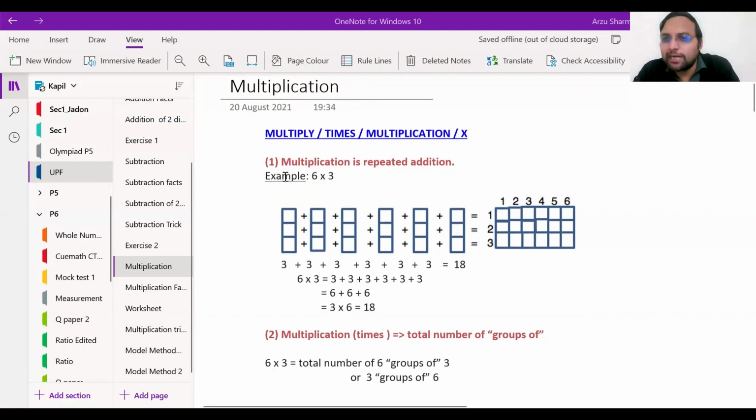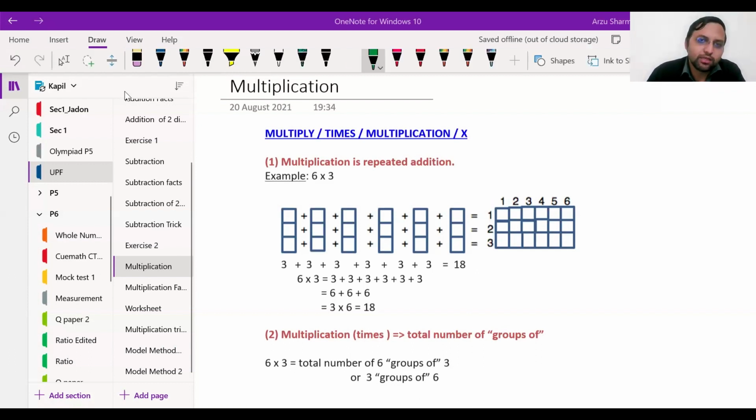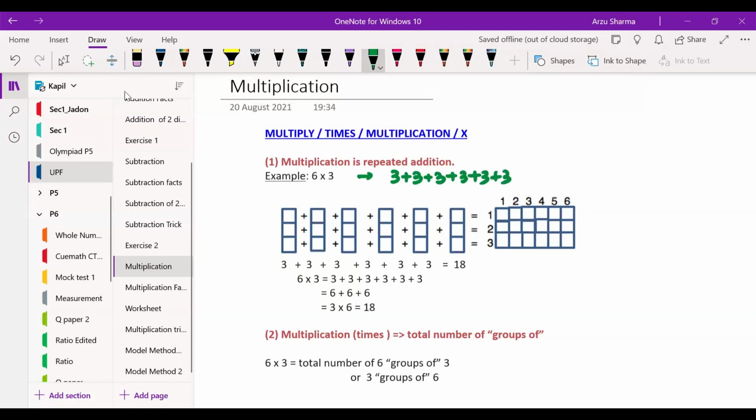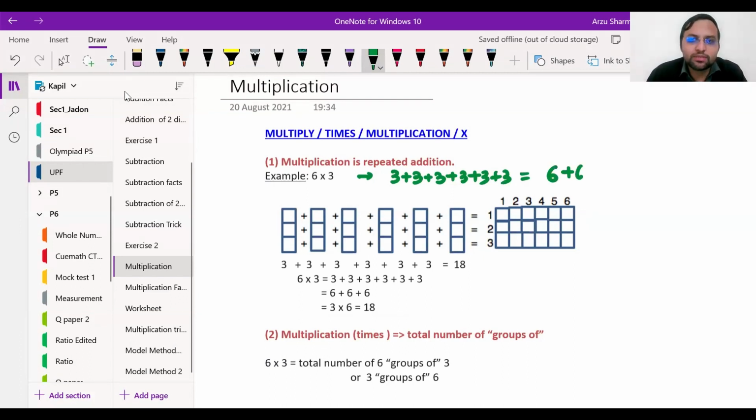So first, what is multiplication? Multiplication is actually repeated addition. So for example, let's say you multiply 6 and 3. What are we trying to say? We are actually adding 3 six times. Or you can say that you are adding 6 three times, which is again 18.